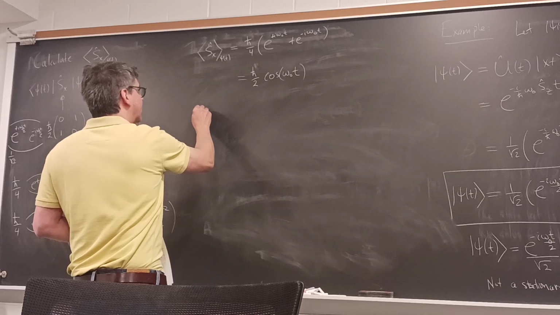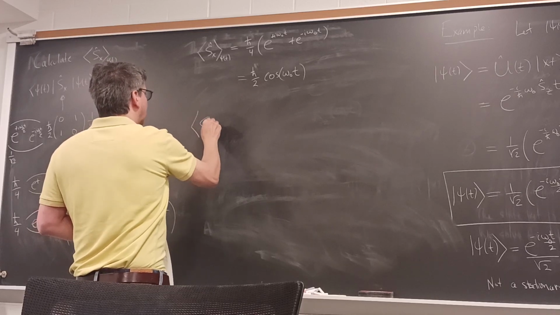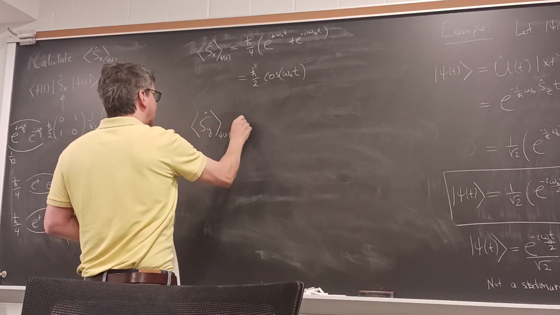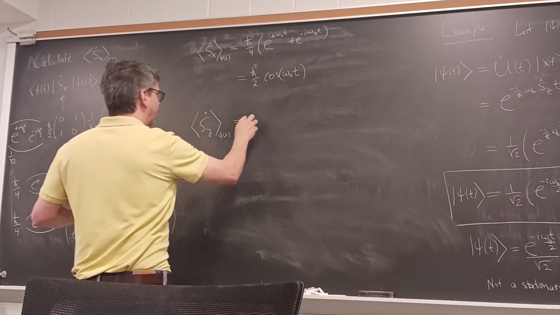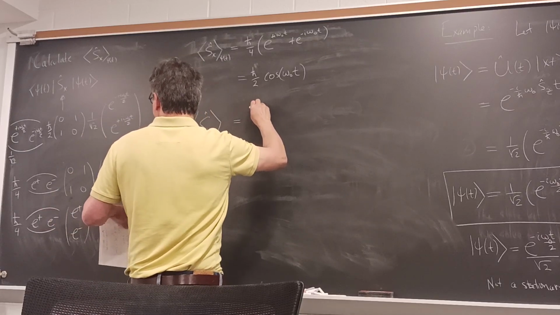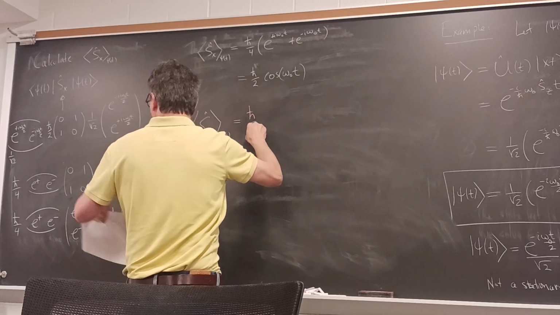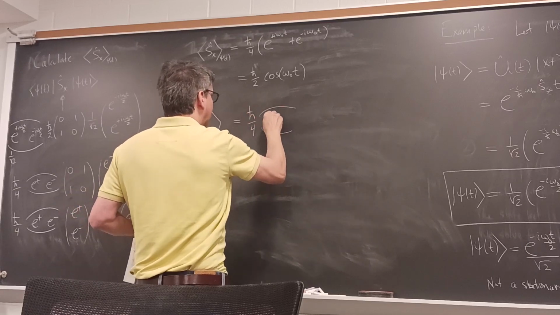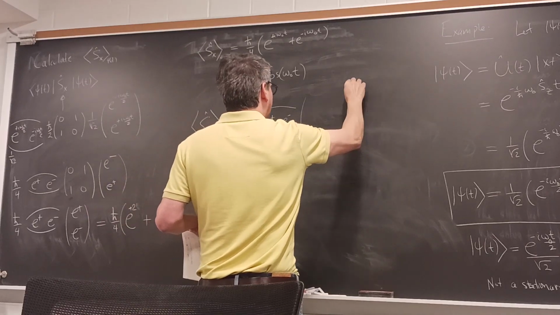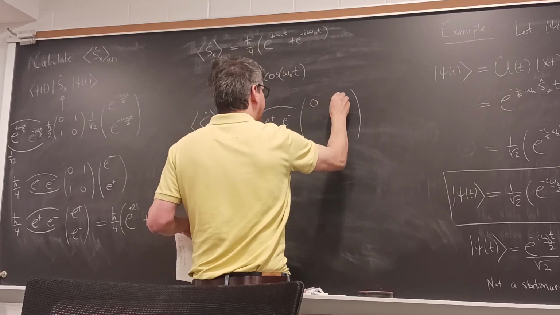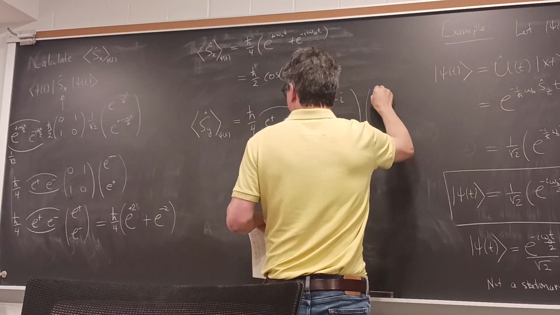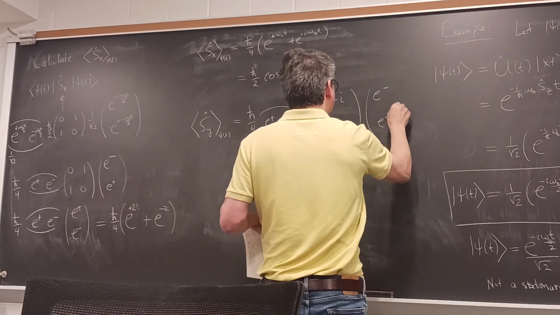And then let's calculate the expectation value of Sy hat. Knowing that representation, we'll do the same thing here. We'll have h bar over 4, e plus, e minus, and then Sy is 0, minus i, i, 0. I believe that's right?